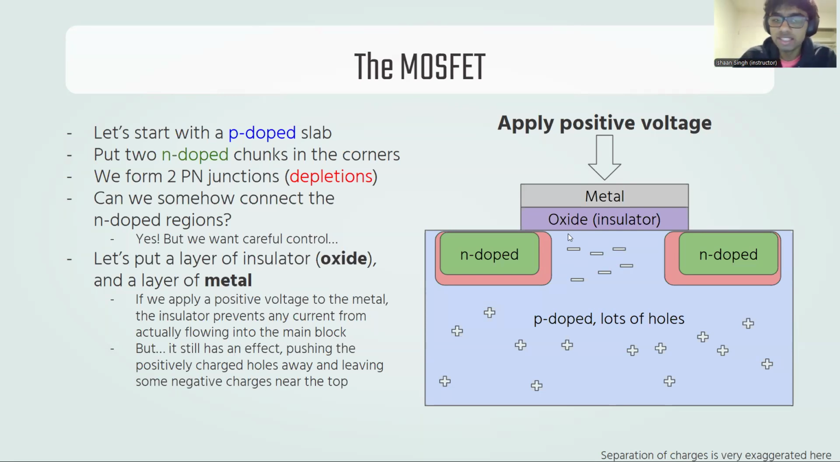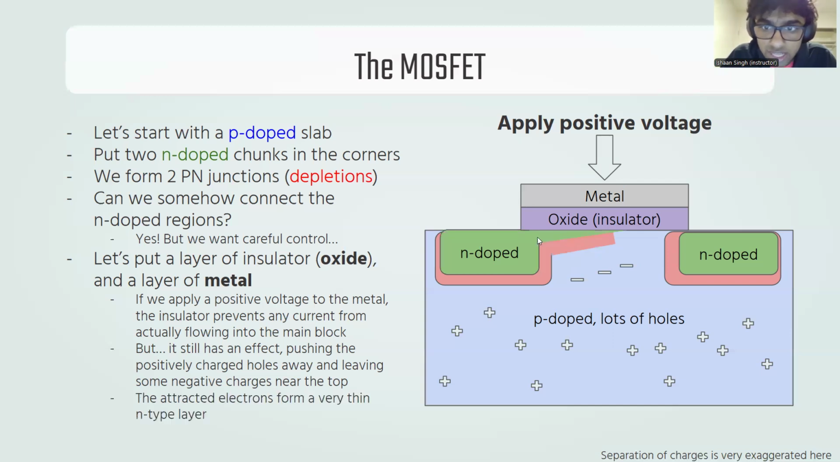Because remember, just because the p-doped material has a lot of positive holes sitting around doesn't mean it has no electrons. It has some electrons that are available and freely floating around. We call them the minority carrier, okay? In a p-doped material, holes are the majority carrier, electrons are the minority carrier. And so those electrons get attracted to the top there, okay? And if we apply enough voltage, we attract enough electrons that we form what is essentially an n-doped layer. This is called inversion, the inversion layer.